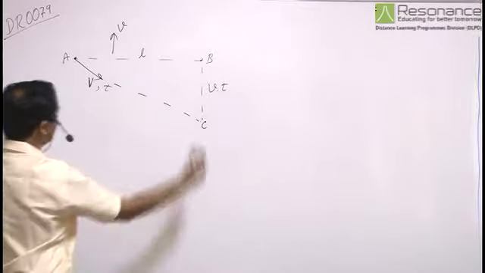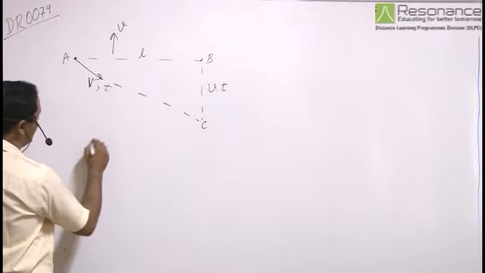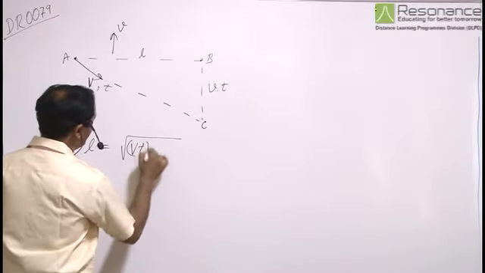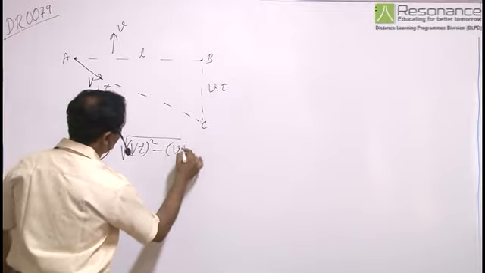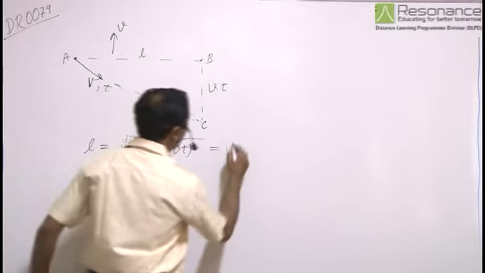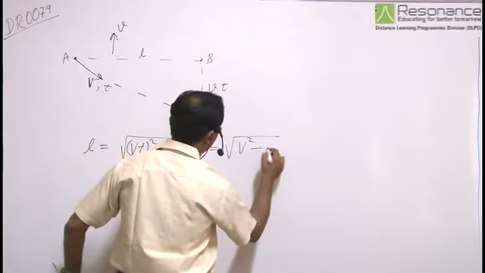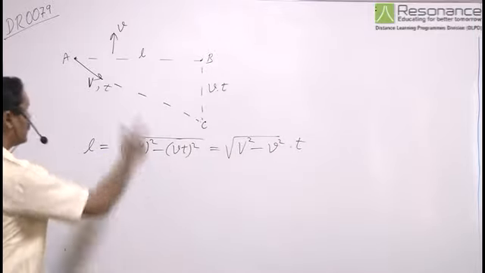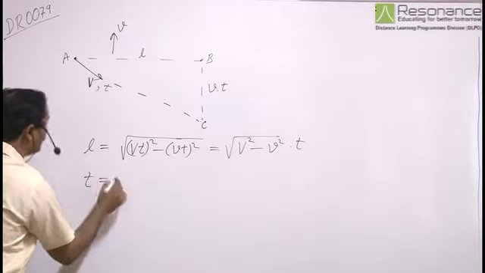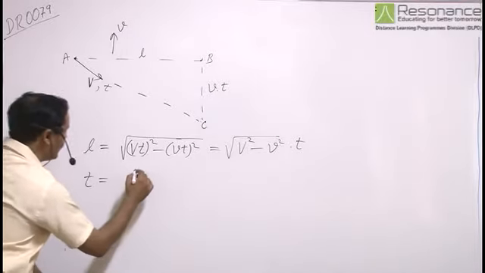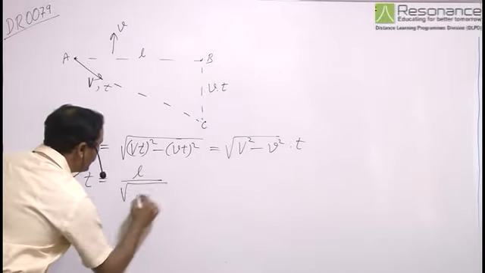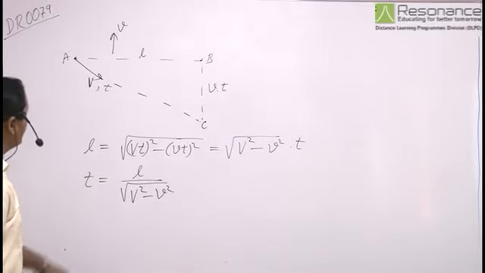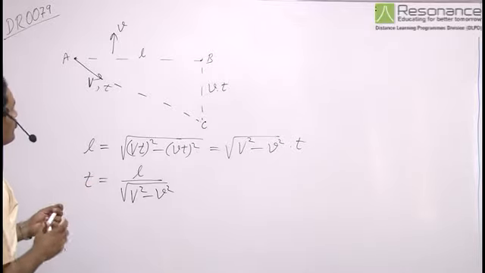So from this particular triangle ABC we can write L to be equal to under root (Vt) square minus (vt) square, that is under root capital V square minus small v square into t. So time taken for one-way journey is L by root V square minus small v square. This is for one-way journey.